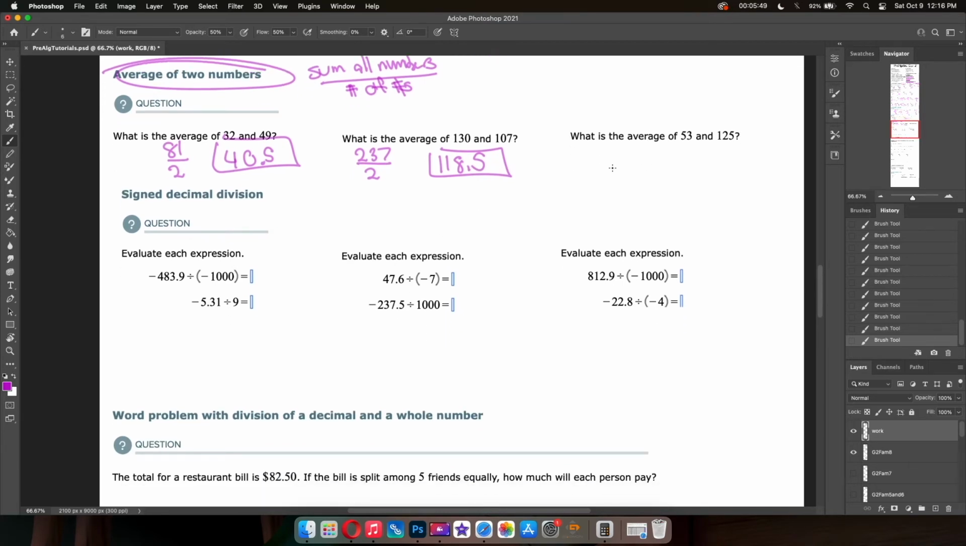What is the average of 53 and 125? 178 divided by 2. Hey, that's a whole number. That's going to be 89 as a final answer.